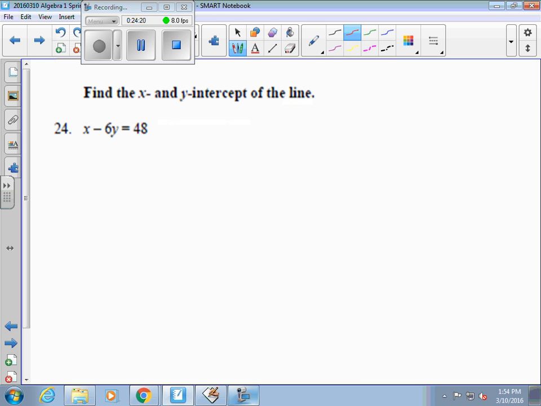Find x and y intercepts. We did this earlier, graphing that one inequality. In order to find your x-intercept, you plug in 0 for y. X minus 6 times 0 is 48. Anything times 0 cancels that part out. X is 48. That's your x-intercept right there.